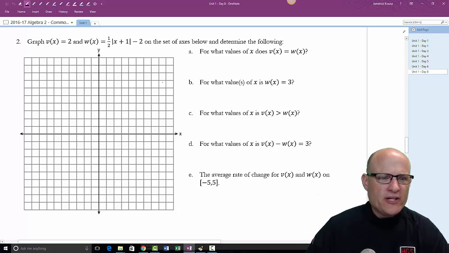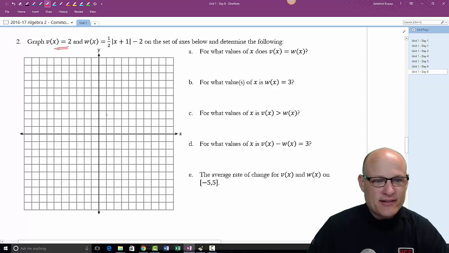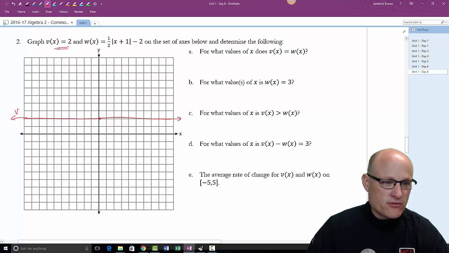All right, so v of x is equal to 2. Let me get back to a different color. I don't like orange. We'll go red. So v of x is equal to 2. Since this is just 2, that is a constant 2. That means it's a horizontal line like that. There it is. Wow, that's really exciting. There's v of x.